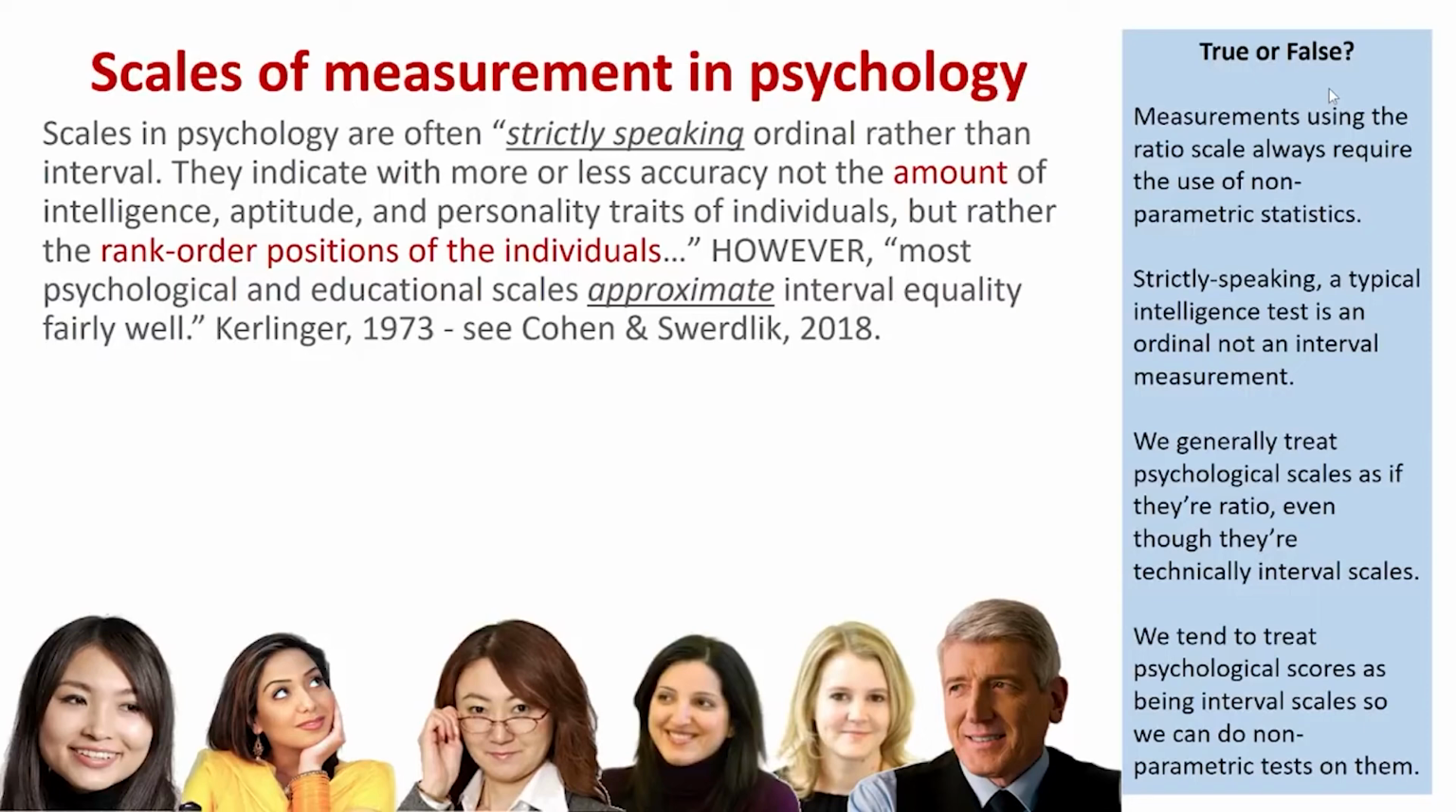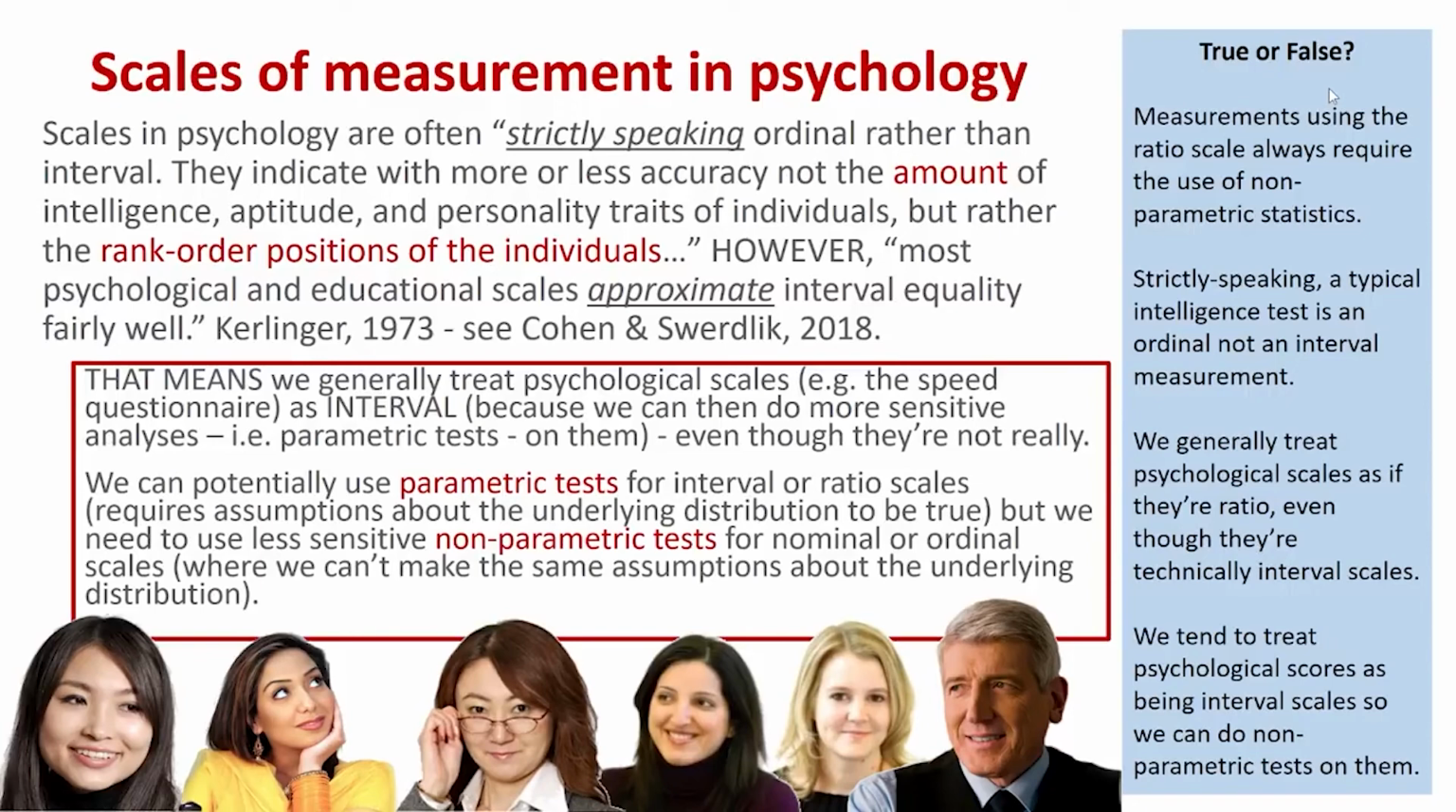If you want to be really strict about it, this means a typical traditional intelligence scale would be an ordinal measure, not an interval measure. However, and that's a big however, if you actually look at how these scales perform when we do statistics on them and when we do assumption tests on them, they generally approximate the properties of having interval equality pretty well. So even though they're technically ordinal scales, they behave well enough like interval scales that we can essentially treat them as if they're interval scales.